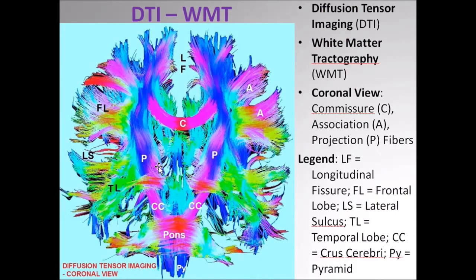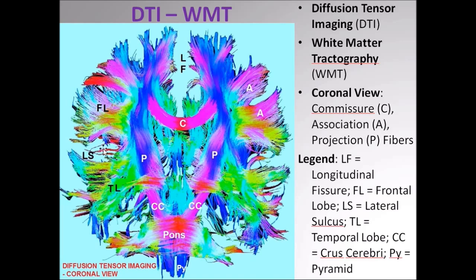Let's take a look at how these fibers are disposed. This is a very special type of investigation which is referred to as diffusion tensor imaging with white matter tractography. It's a very sophisticated investigation which gives a three-dimensional representation of the white matter inside the brain.